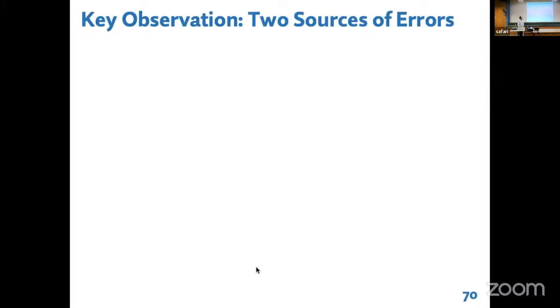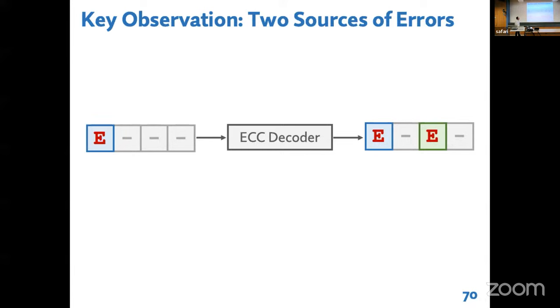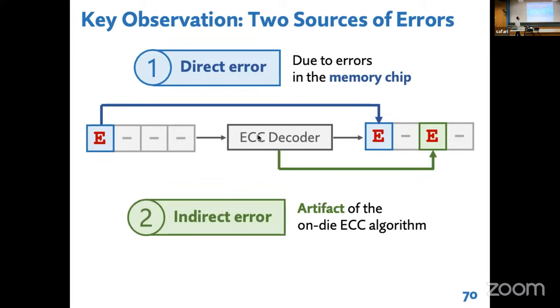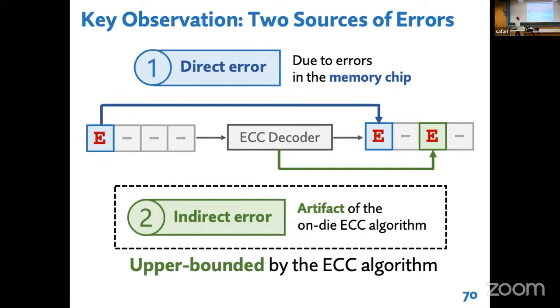And the key observation is that there are two sources of errors. One of them is the direct error. So you have an error in this DRAM cell, and for some reason your ECC does not catch this, and you observe this error here, right? And in some cases, this ECC, while trying to correct the error, injects another error here if the number of errors is beyond the ECC's correction capability. And this is basically an artifact of the on-die ECC algorithm. And yeah, there is an upper bound by this algorithm as well.